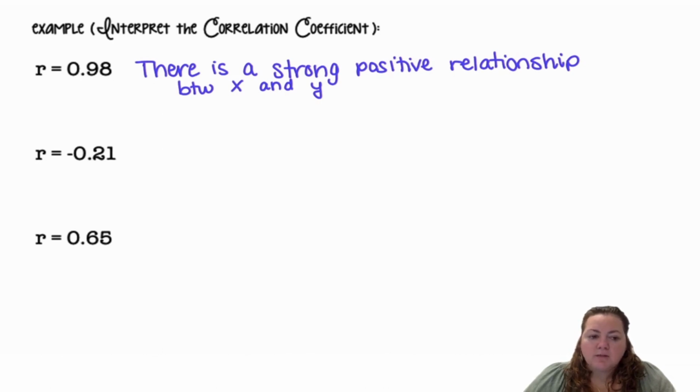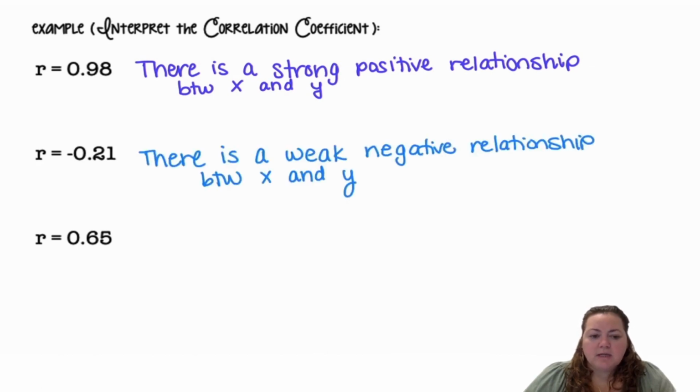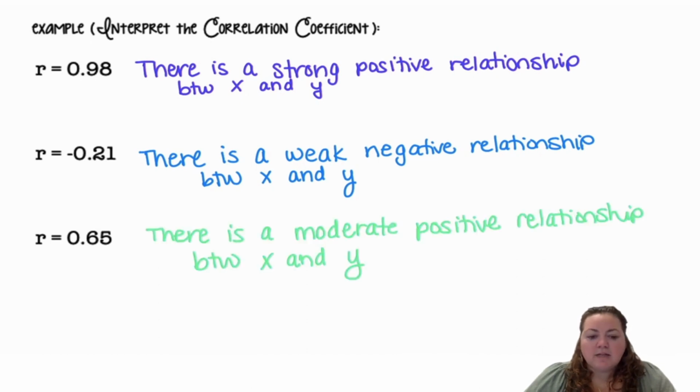The next one, R equals negative 0.21, so it's negative and it's not very close to 1, so it's weak. There is a weak negative relationship between X and Y. And if you knew what X and Y were, you would put those context pieces, like the actual name of the variable, there. R equals 0.65, we'd say that's moderately strong. So there is a moderate positive relationship between X and Y.